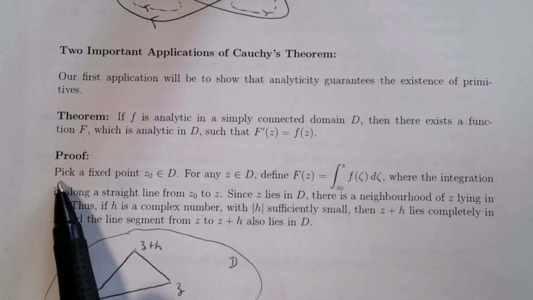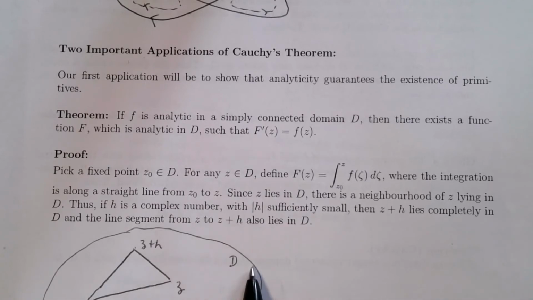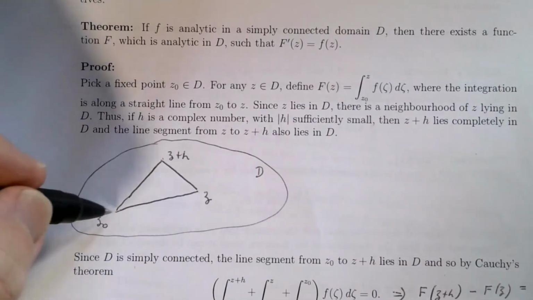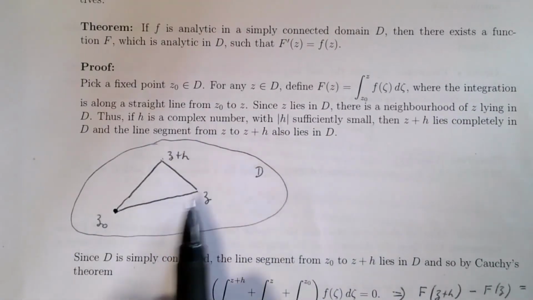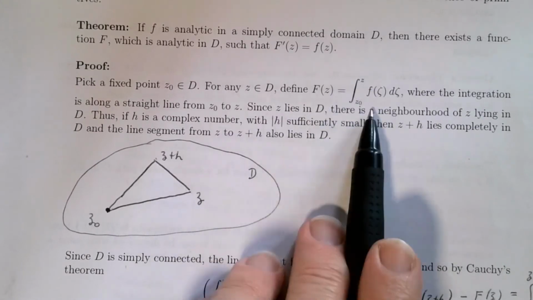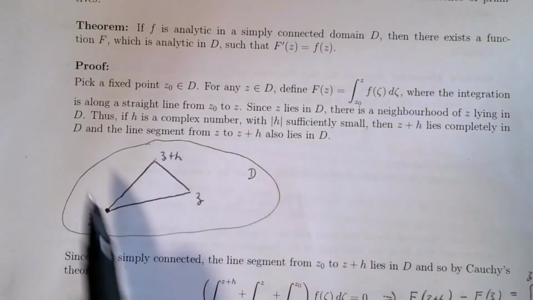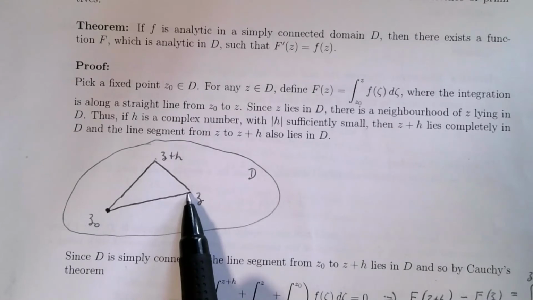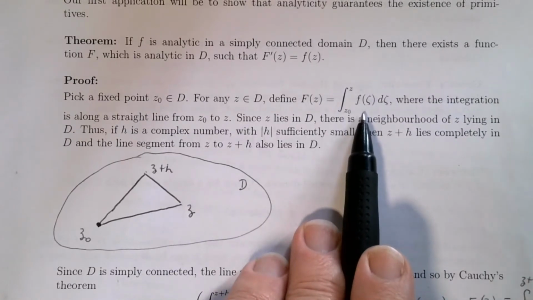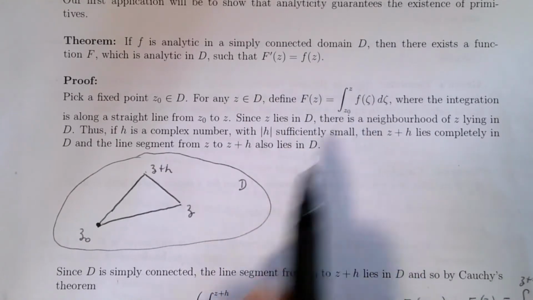The proof's a little bit fiddly, so we pick a fixed point z0 in D. So here's our domain D, and we have a point z0 inside here. And we pick any other z in D. We're going to define this function capital F of z to be the integral from z0 up to z of f of zeta d zeta, where the integration is along this straight line from z0 to z. Because this is obviously our hope, that this is the proper primitive for this function f. So I'm going to define this to be the line integral along this line from z0 to z.